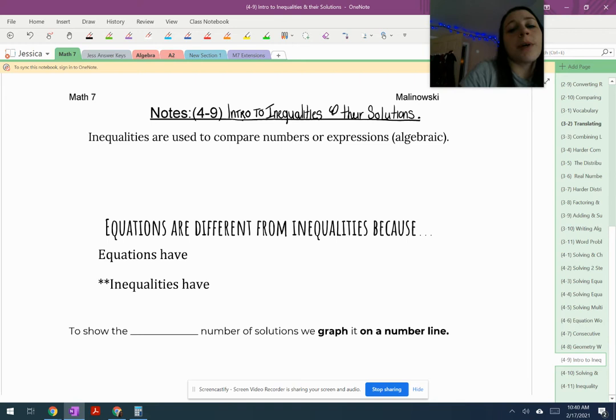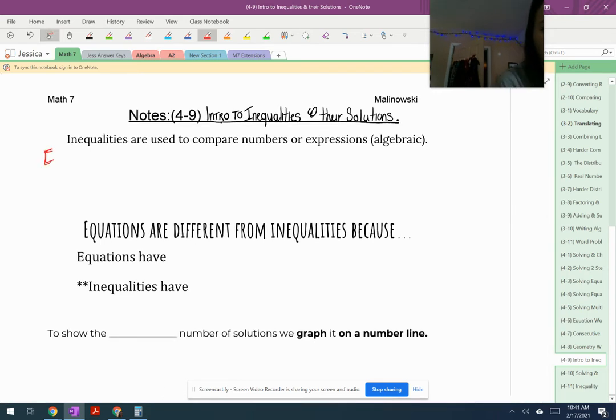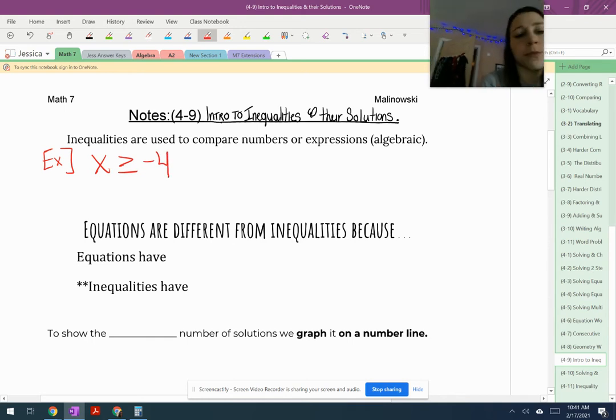Inequalities are used to compare numbers or expressions that are algebraic. So, for example, when we look at an inequality, you would read that x is greater than or equal to -4.